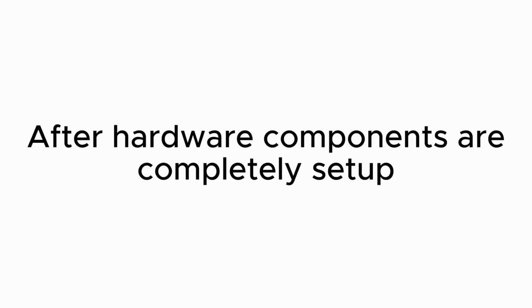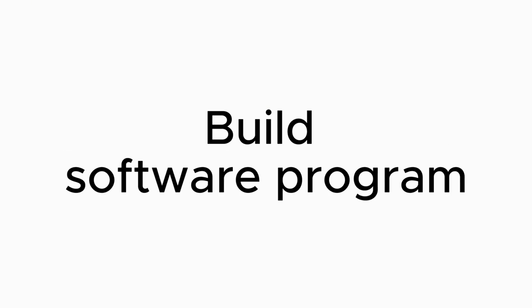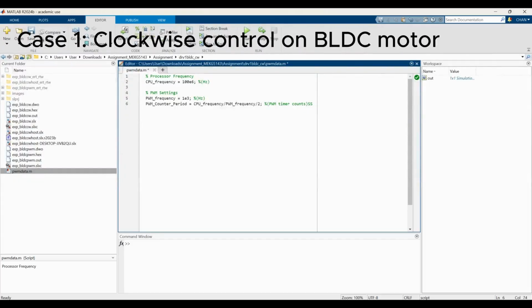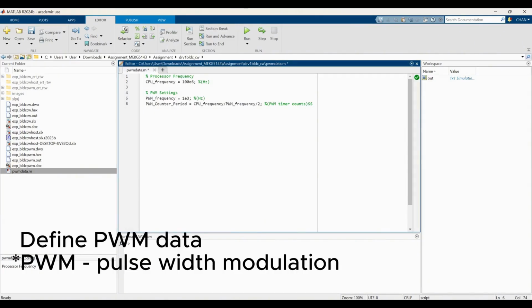Once the hardware components are completely set up, we are going to build the software program to control the motor. For case 1, clockwise control of the BLDC motor. First of all, we define PWM data in order to generate the signals to the relevant switches to allow the current to flow through the winding, so that the motor can be rotated in the specified direction.